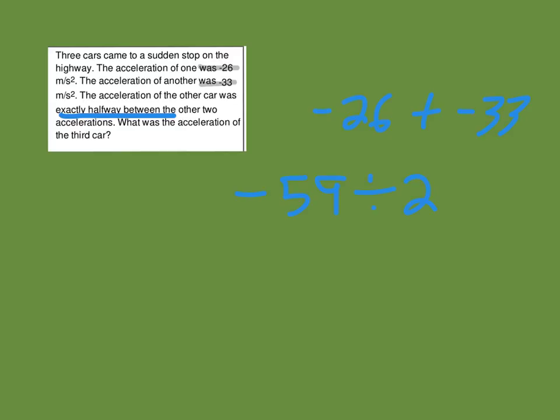But then we want to divide that by 2 to find the number that's exactly halfway in between. So I take my calculator, negative 59 divided by 2. And we get negative 29.5 meters per second squared. All right, so this problem seemed complicated, but if you do the careful reading, you realize there at the end that what they're asking for is an average.